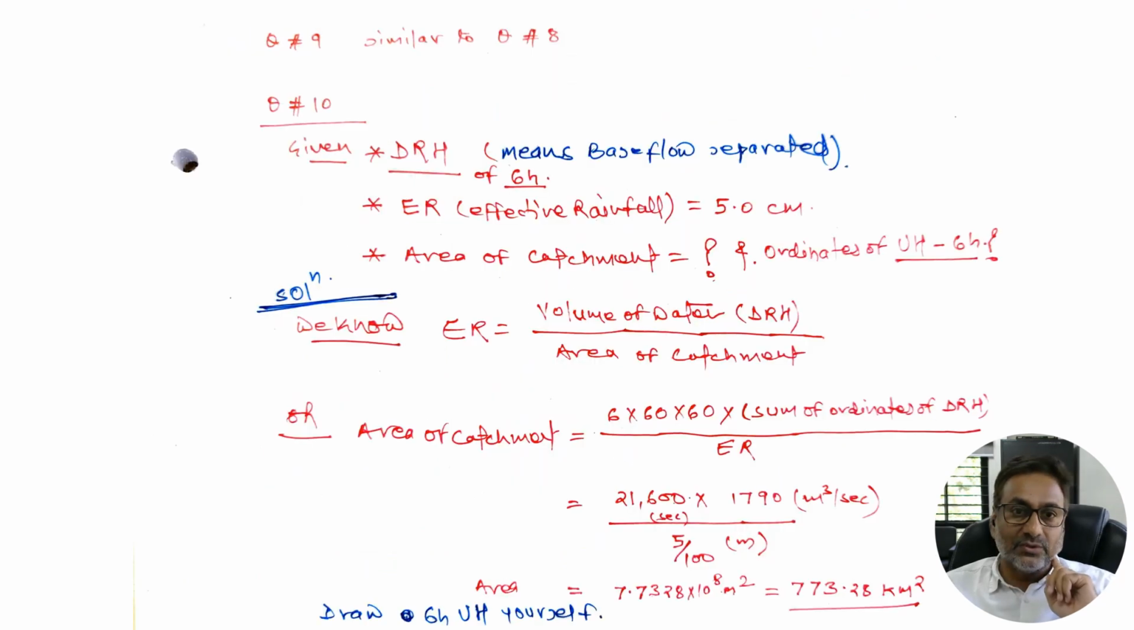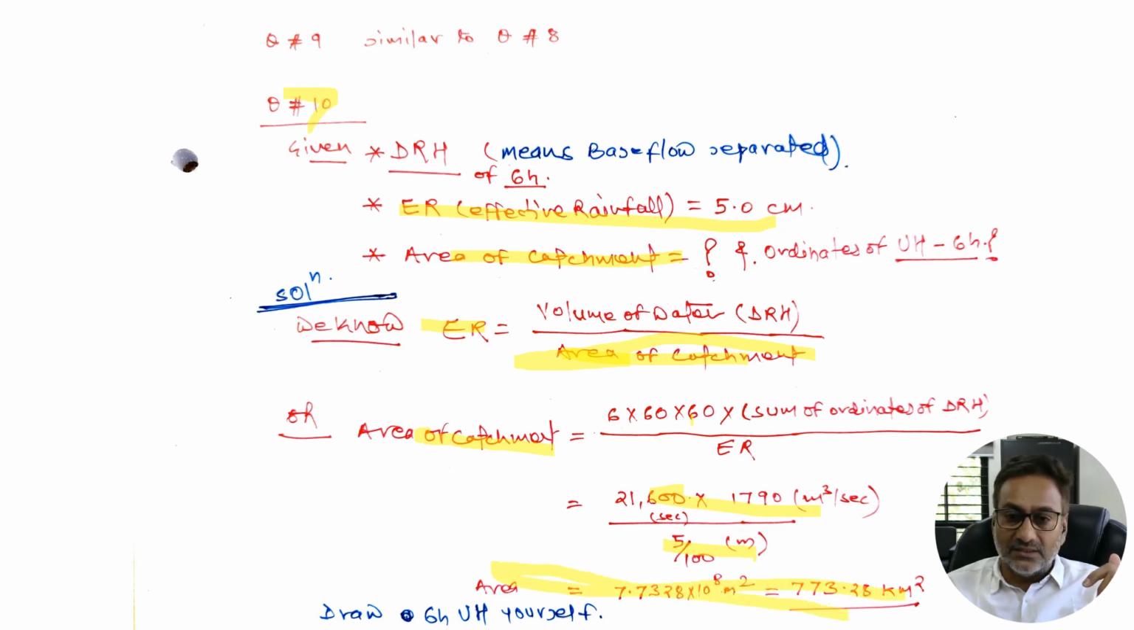Let's go to one more problem, number 10. Here effective rainfall is given to you and the area of the catchment is asked. In the previous numerical problem, we calculated the depth; here we are calculating area. So you simply change the formula: the area of the catchment is the volume divided by ER, the effective rainfall. Effective rainfall is given in this numerical problem, so volume is placed in the numerator and the denominator is the effective rainfall, that is 5 centimeter. We'll come out with the area.